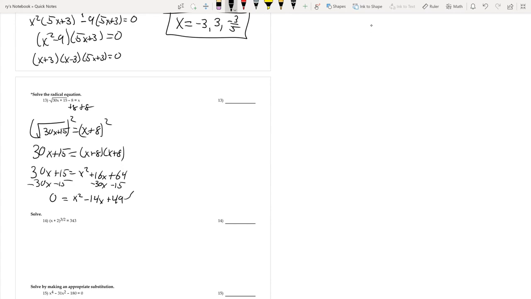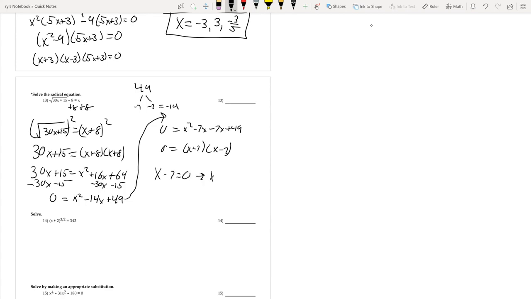So you could do it over to the side. What multiplies to 49 that adds to -14? I know that it's -7 and -7. So I can show that up here. -7 times -7 equals 49, and -7 plus -7 equals -14. There you go. So that 0 equals x squared minus 14x plus 49. This ends up simplifying to 0 equals x minus 7, x minus 7. So in that case, I just have one to solve for. x minus 7 is equal to 0. So therefore, x is equal to 7.